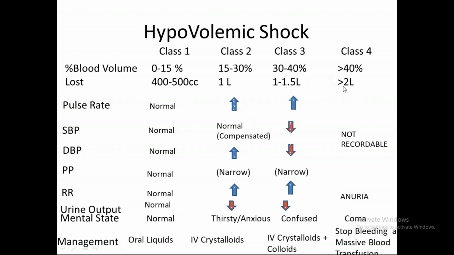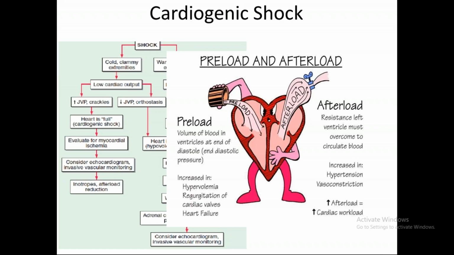So we have 4 classes of shock. The important thing to remember is that class 2 shock is a compensated phase. Here the systolic blood pressure would remain normal and the first change to happen is an increased pulse rate. While class 3 is a decompensated phase of hypovolemic shock, and this will cause a decrease in systolic blood pressure. Okay, so I think hypovolemic shock is pretty easy, right? And okay, now we come to cardiogenic shock. I think everyone understands cardiogenic shock well by now.